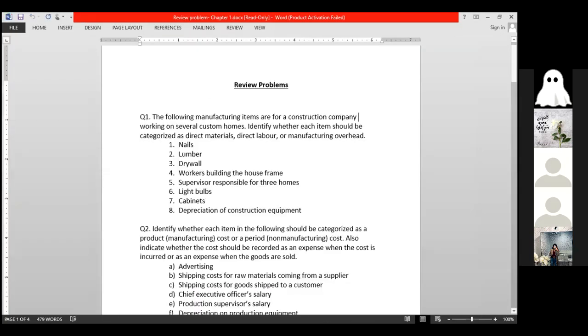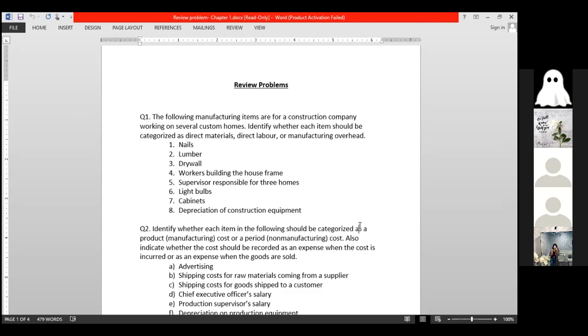Okay, so here are some questions for us to make us busy. The review problem from chapter 1 on Brightspace. Question number 1 says the following are manufacturing items for a construction company working on several custom homes. Okay, so they make or create custom homes. Identify whether each item should be categorized as direct material, direct labor, or manufacturing overhead.